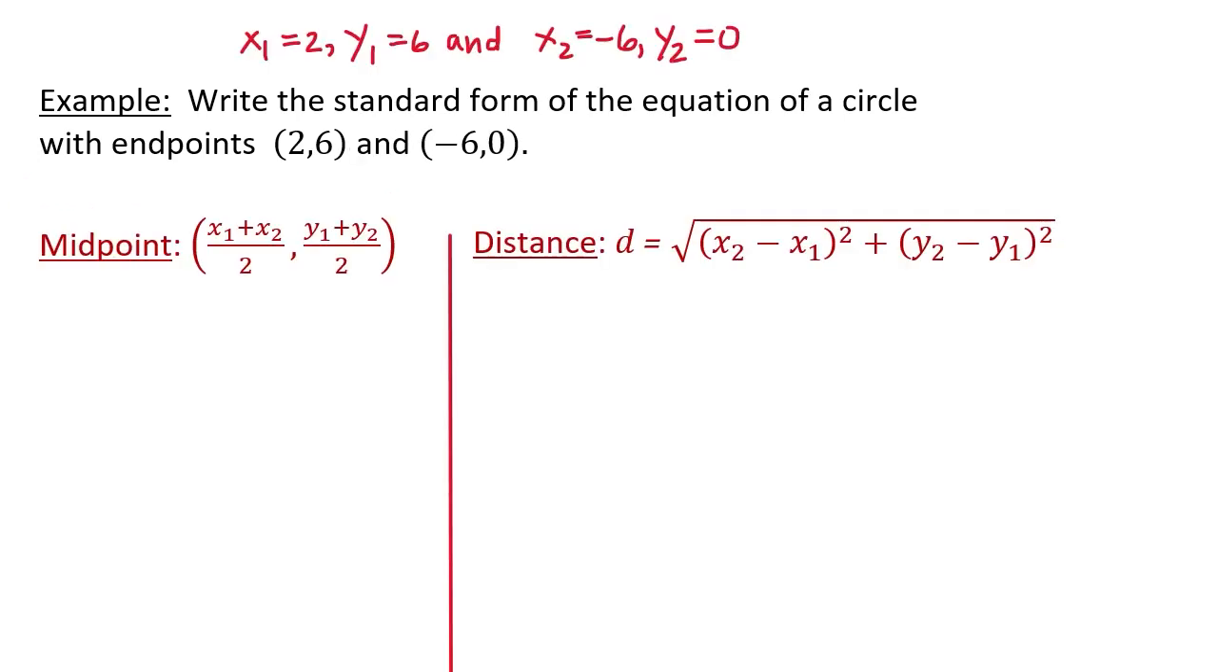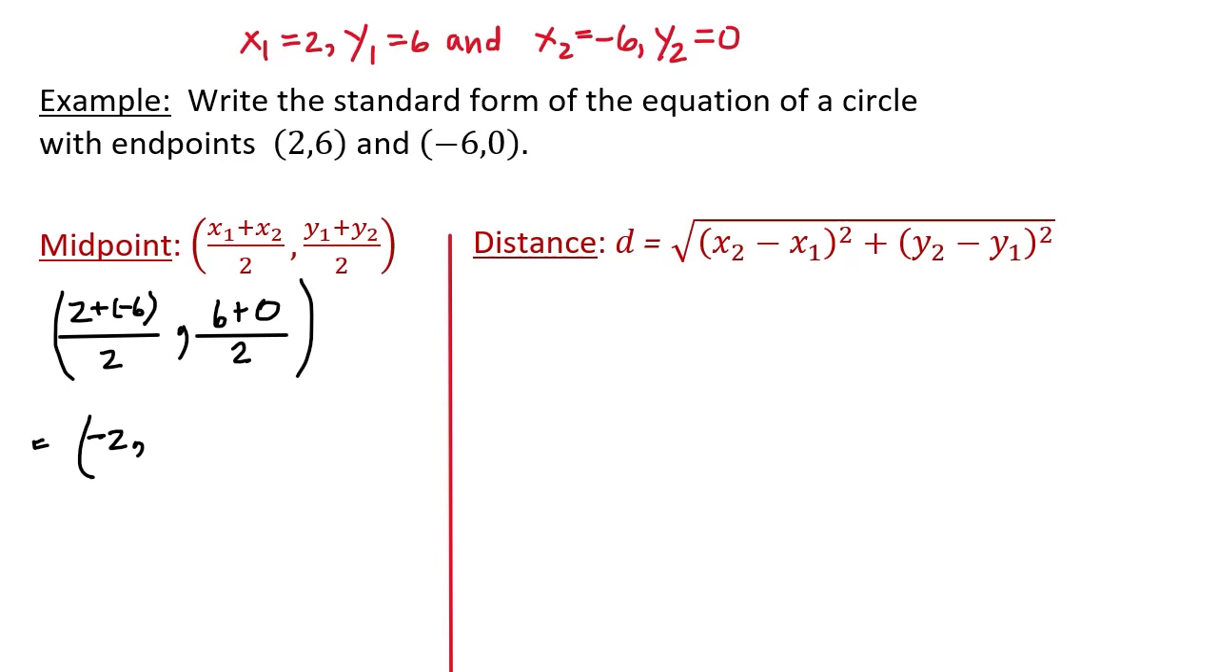So for the midpoint, which of course will be a point, we have x1, which is 2, plus x2, which is negative 6, all divided by 2. And then for the y point, we have y1, which is 6, plus 0, all divided by 2. So this point is going to be 2 minus 6, negative 4, divided by 2. So that's negative 2. And the y point will be 6 divided by 2, which is 3. So this is the midpoint of my line, but it's also the center of the circle.